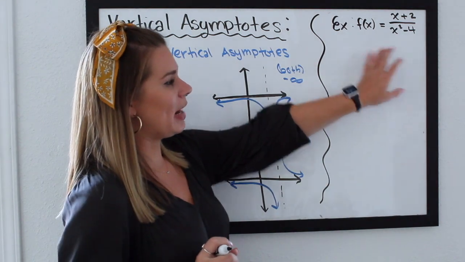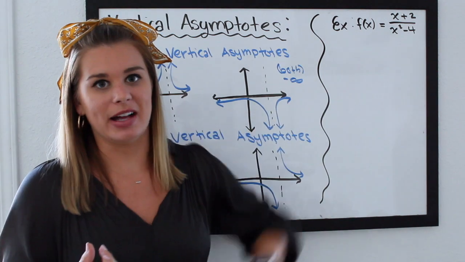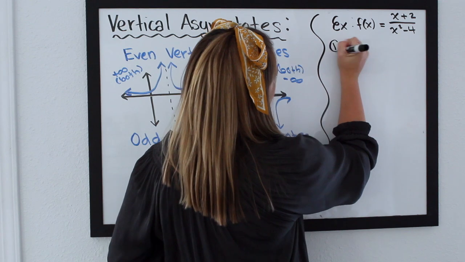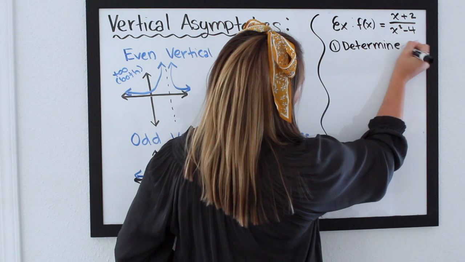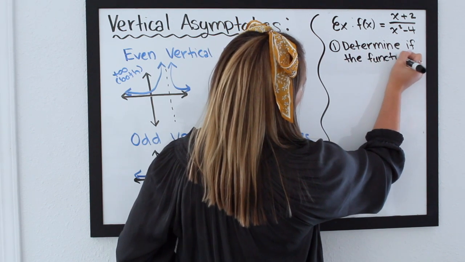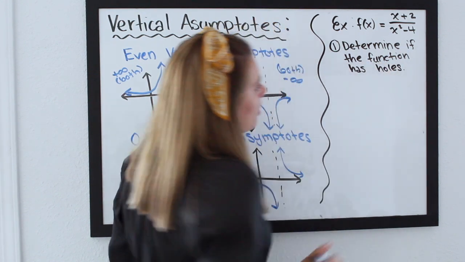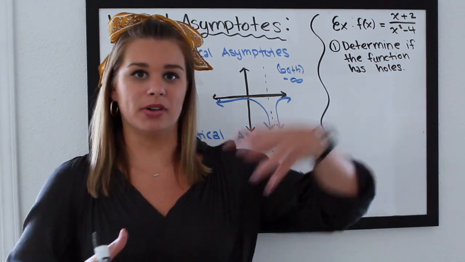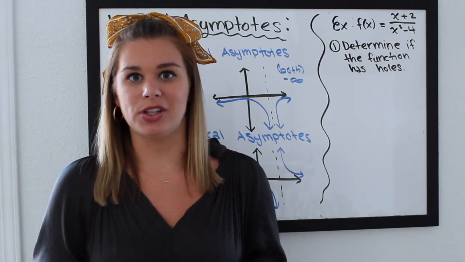So your first step for any problem like this where you need to find vertical asymptotes is determine if there are any holes. So step 1, determine if the function has holes. Because if it's a hole, then it's not going to be a vertical asymptote, and you need to remove that hole so that way you can determine where the vertical asymptotes are.